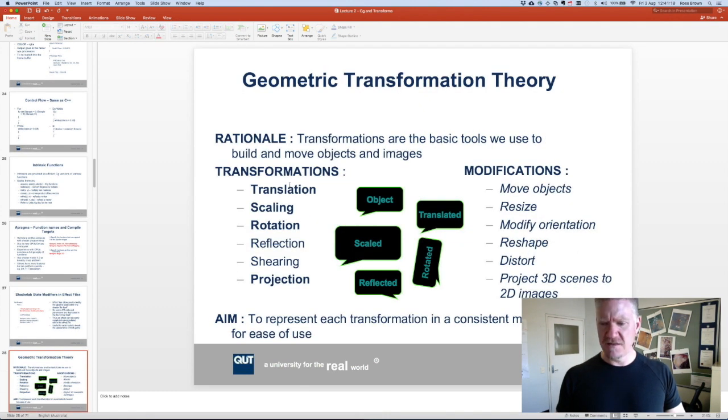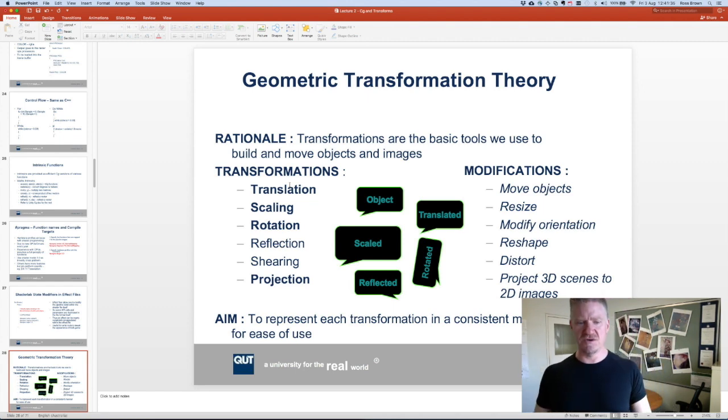Now, this bit is a revision of 283 components. I'm just going to rifle through this because most people should know this. I thought I'd leave it in there because it makes a more gentle introduction to the unit.